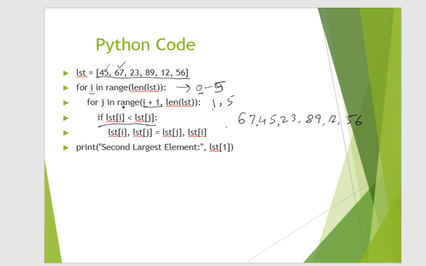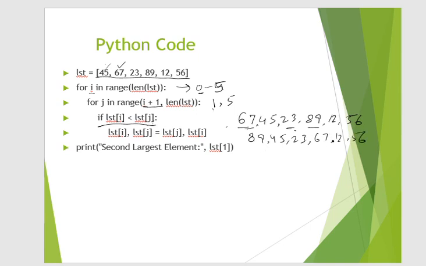Now in the second iteration, after this, the value of j will become 2. So 0 and 2. So we are comparing 0 and second. This is not smaller, so no change. Then 0 with third. Now 89 and 67 will swap. So we will have 89 at this place. Then 45, 23 and 67, 12 and 56.